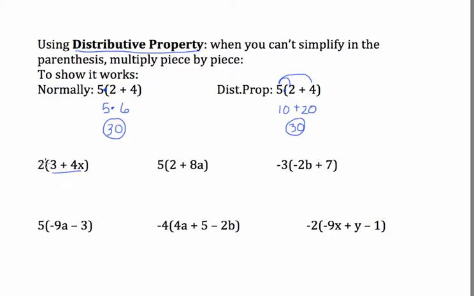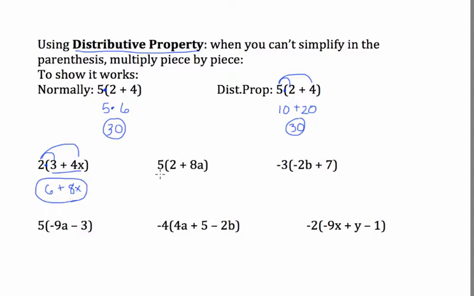So 2 times this parenthesis. So we're going to do it piece by piece. 2 times 3 is 6. 2 times 4x is positive 8x. 6 plus 8x is my answer. Notice I do not combine those two. I can't make 14x or anything out of that. 6 and positive 8x are not like terms. That's as far as we can go. That is simplified.